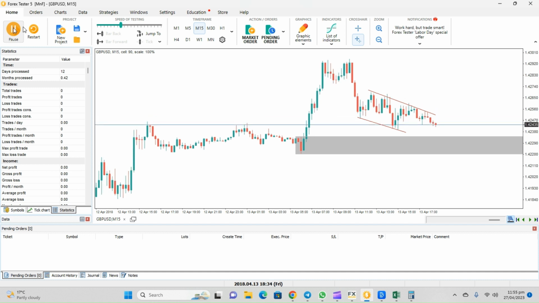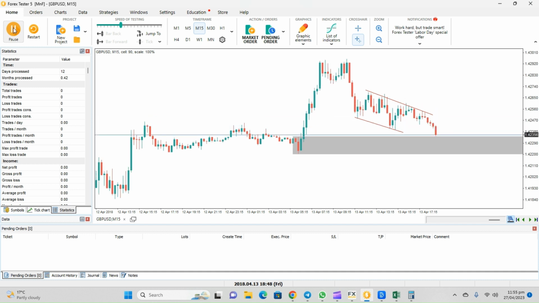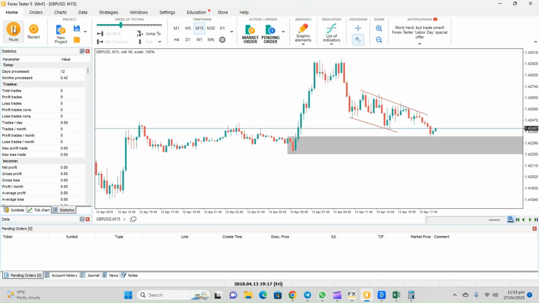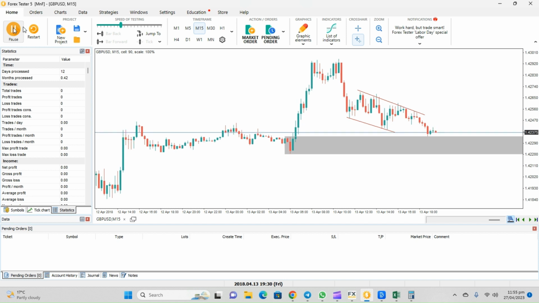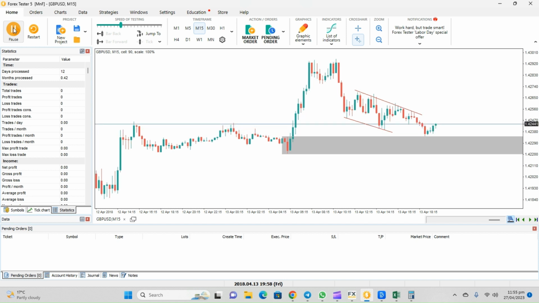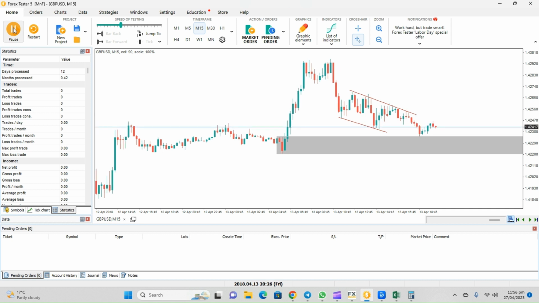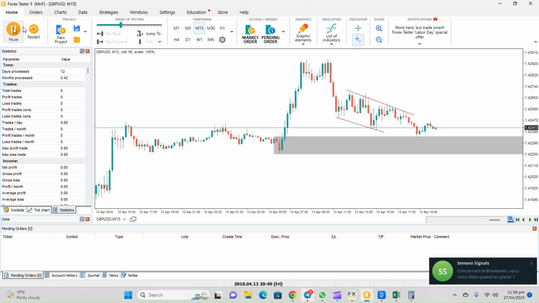If it reacts, then we'll get involved. All right, so that's a nice push there. However, not really convincing. Let's see if we can have a further push to the downside into our area. Seems like we've been left out. However, we're just going to wait and see what the market is going to do.